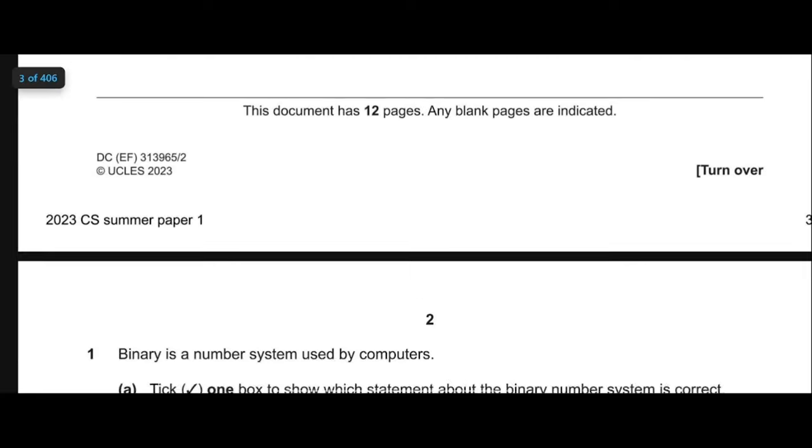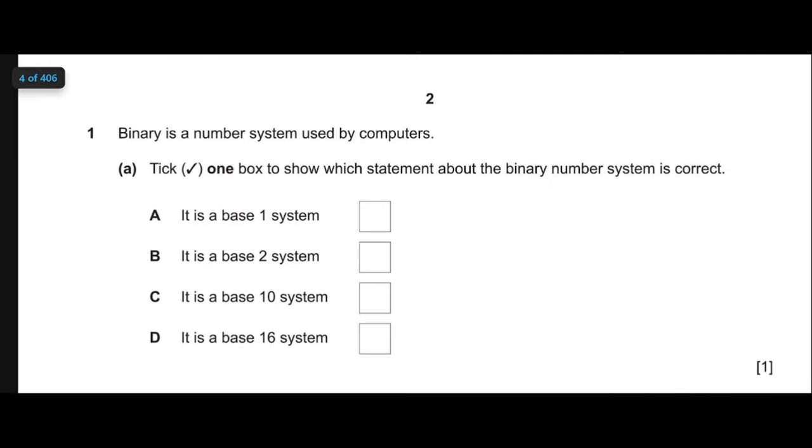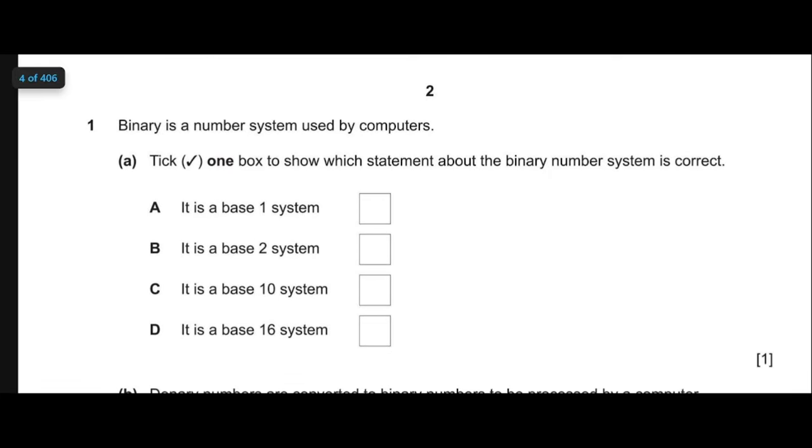So here is the first question. Question number one: binary is a number system used by a computer. Tick one box to show which statement about the binary number system is correct. Option A says it's a base one system, which is incorrect. Option B says it's a base two system. Yes, binary is a base two system, so this answer is correct.